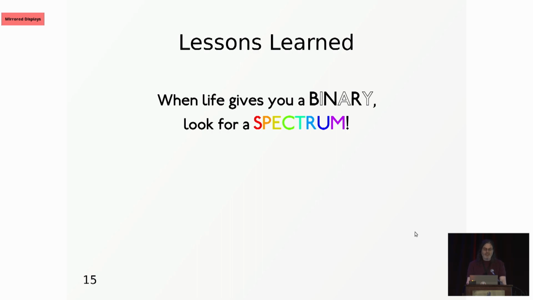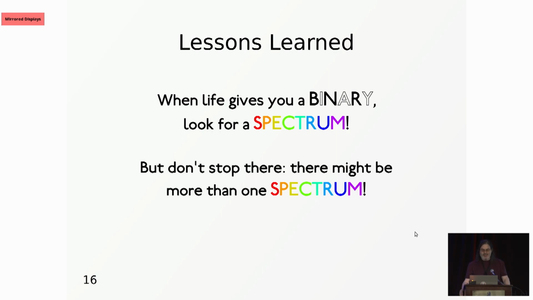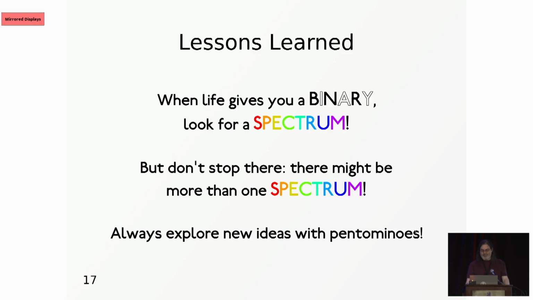So, lessons learned. If you're given something that can be just on or off values, look for a real valued measure or a spectrum, and it might be more interesting. And second lesson, don't stop there. There could be more than one spectrum. You could do more things. Third lesson, always explore new ideas with pentominoes. It's a great laboratory for everything.